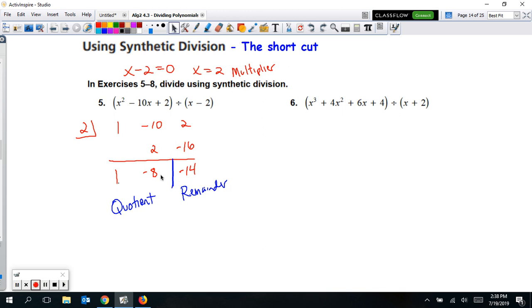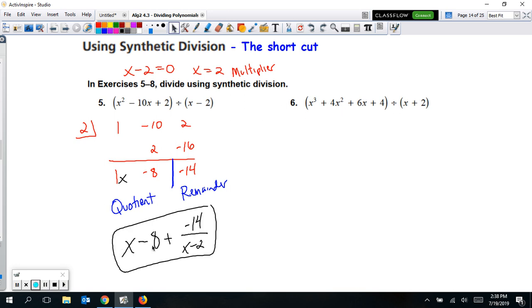And so now, as far as the quotient goes, this first number, negative 8, would be your constant term. The next one in front of it would be your x term. And so that's going to be what our quotient is, 1x minus 8, or just x minus 8. And then the remainder is negative 14. And we're still going to write the answer the same way. We're going to put the negative 14 over what we were dividing by, which is not the 2, it is the x minus 2. That's really what we're dividing by. So divided by this binomial. So our answer should look like this. Here's our x minus 8 plus the remainder over what we're dividing by, x minus 2. That's our divisor here.